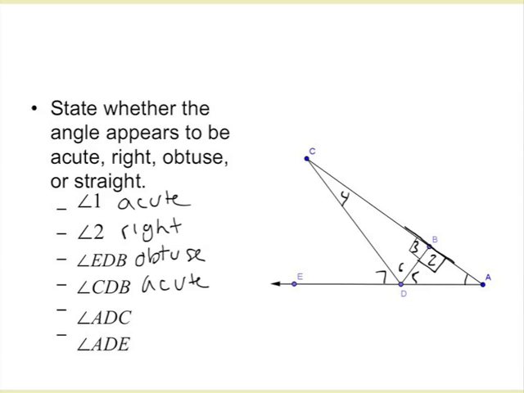ADC. Obtuse. That one looks obtuse. It's 5 and 6 put together, so it's pretty big. ADE. Straight. And we can actually know for sure that is a straight line. That's an assumption that we can make, that when 3 points are connected in a line, that is a straight line.